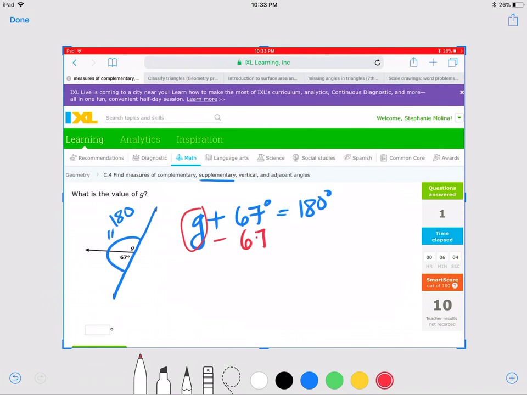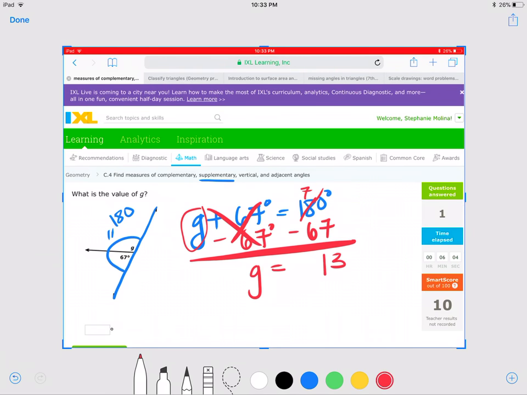So that 67 degrees is not allowing it to be by itself. On the left-hand side, you're left with g equals. On the right, 0 minus 7: you can't subtract 7 from 0, so you have to borrow. 10 minus 7 is 3. 7 minus 6 is 1. 1 minus 0 is 1. So g is 113 degrees. Let's double check that.